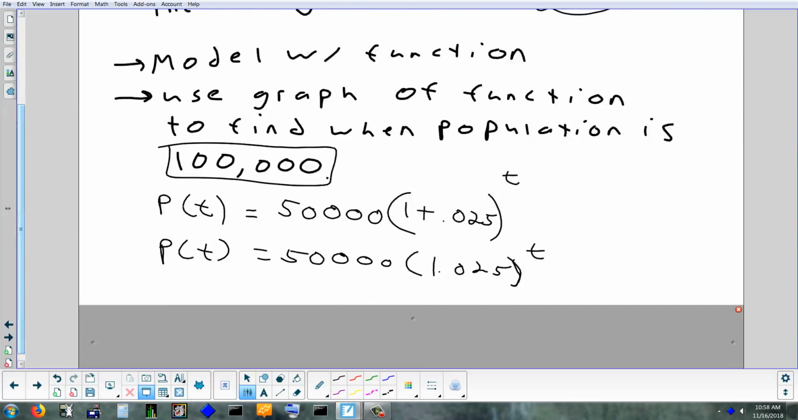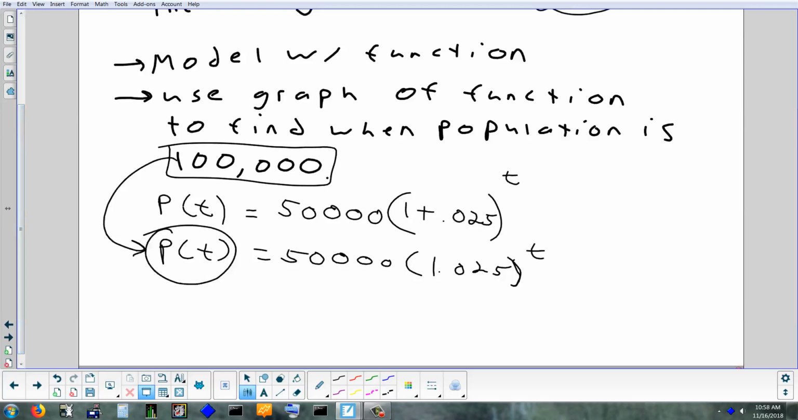Which one would we plug it in for? Yep. P of t, right? That's your population on the left. So plug it in for your population. So it's going to go right there. And then we'll figure out how we're going to solve it with a graph.